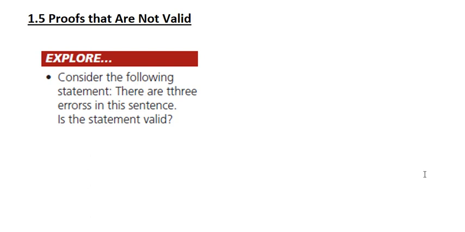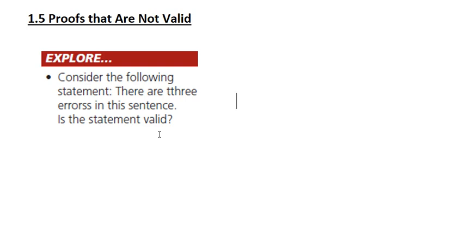All right, so in section 1.5, what we're studying are proofs that are not valid. The opening exercise is for you to explore this statement. Consider the following statement: There are 3 errors in this sentence. Is this statement valid? Yes, no, why not? Let's hear from some of the groups.